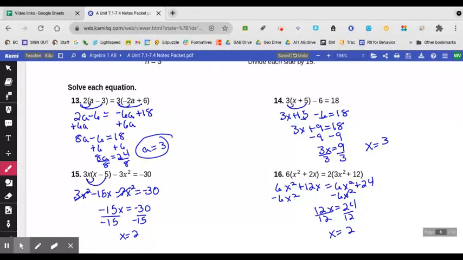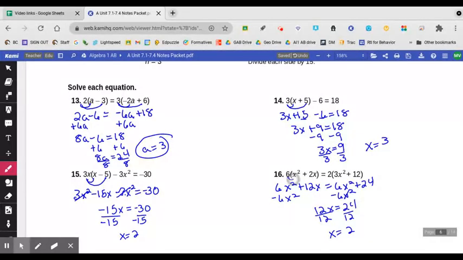15, I distribute the 3x, which gives me 3x squared minus 15x. Then there's a minus 3x squared because that was not in parentheses, equals negative 30. 3x squared minus 3x squared is 0. So I have negative 15x equals negative 30. Divide by negative 15, x equals 2.